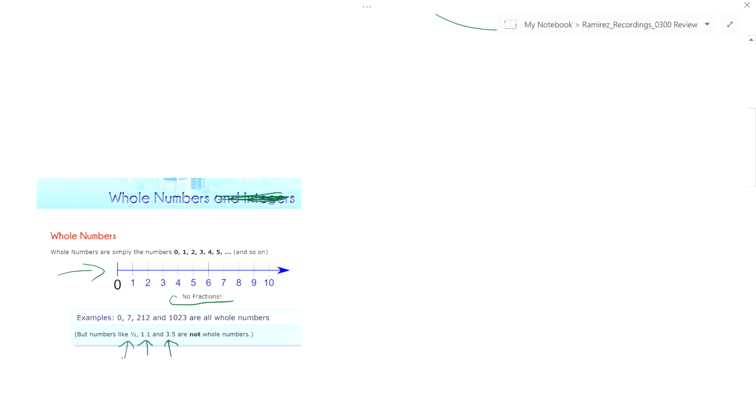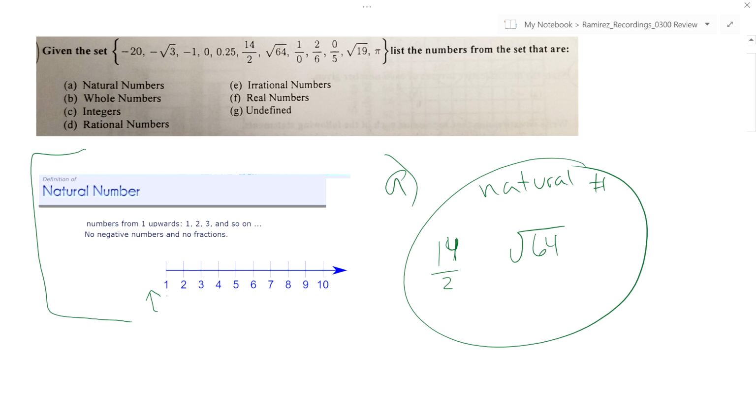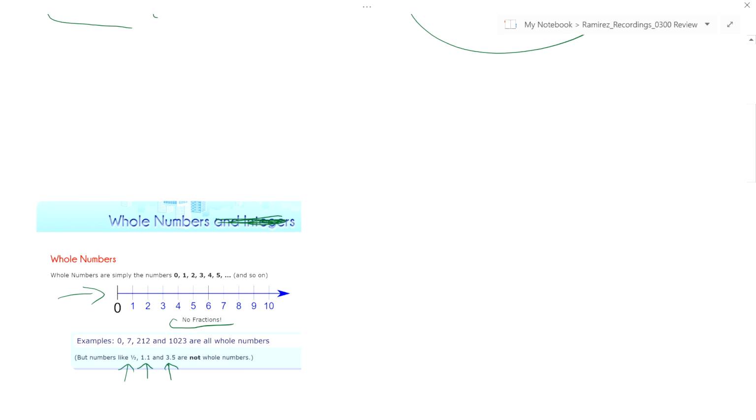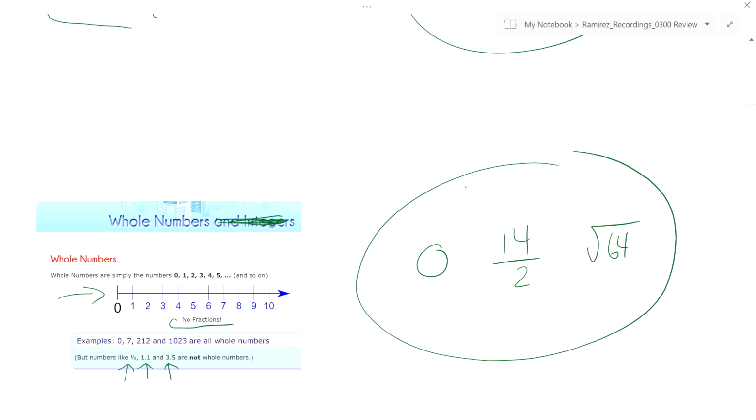If we look back at our number set, the whole numbers will be 0, 14 over 2, and the square root of 64. You might be wondering, wait a minute, can 14 over 2 and the square root of 64 be natural numbers and whole numbers? Yes, they can, because again, 14 over 2 is 7, and the square root of 64 is 8.